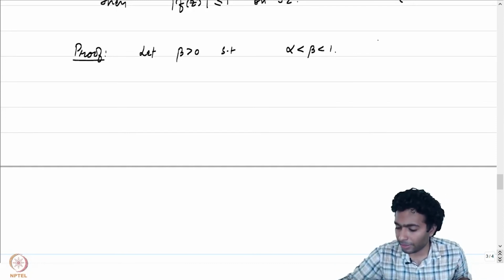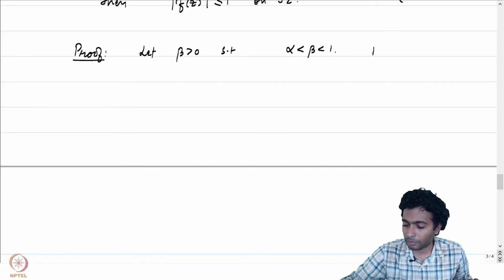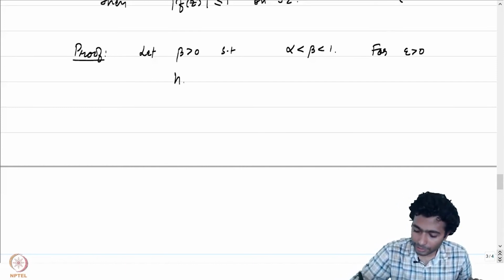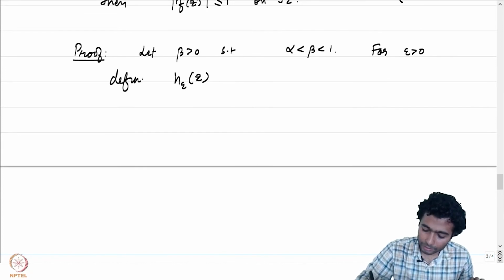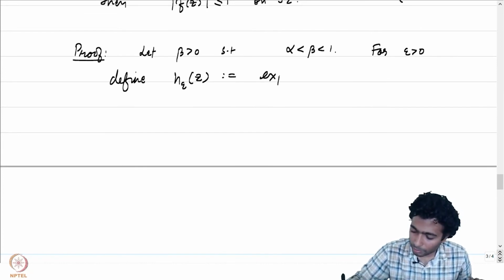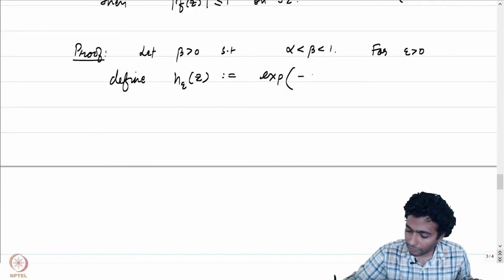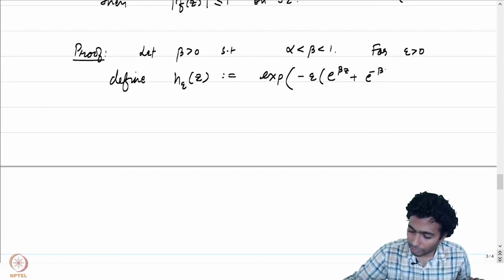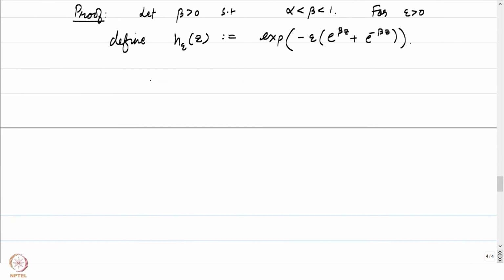Let's pick one such beta, and for any epsilon positive, let's define an auxiliary function h epsilon of z to be equal to the exp of minus epsilon times (e to the power beta z plus e to the power minus beta z). Let's now try to conclude that the absolute value of h epsilon is less than or equal to 1 on the entire domain omega. So before we do that, notice that if you want to consider the absolute value here, that's going to be the absolute value of the exponential of whatever is there inside the bracket.